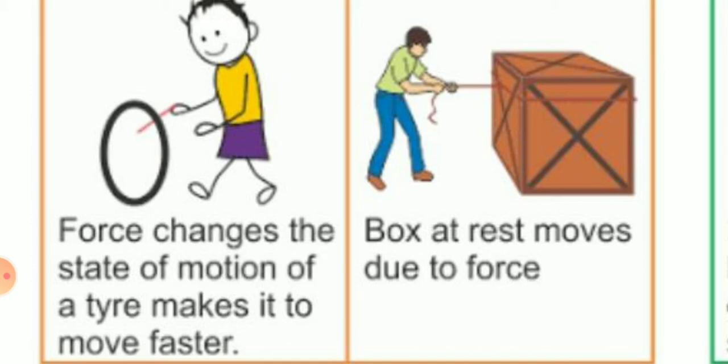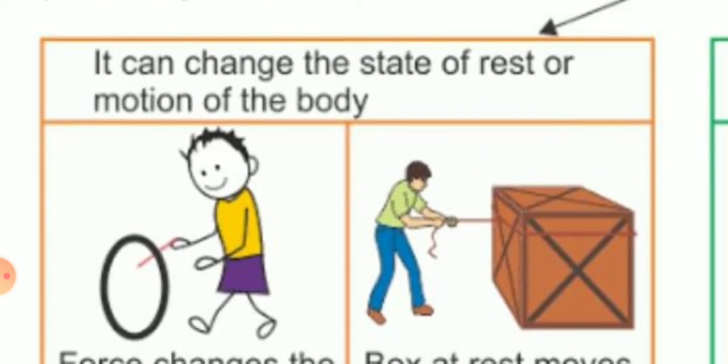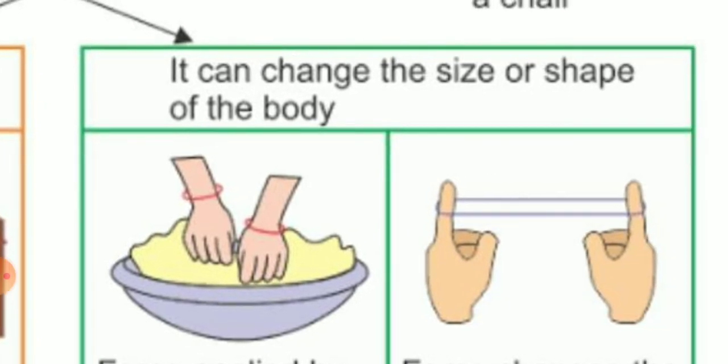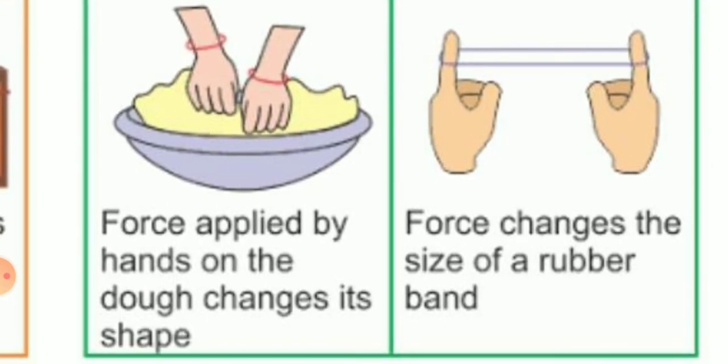And also if there is a box which is in the rest position, when you pull that, it will stop being at rest and it will start moving. So it can change the state of rest or motion of the body, and it can also change the shape and size of a body. Like when you knead dough at home, or your mother does, you have seen that when force is applied on the dough, its shape changes. So force helps to change the shape and it also changes the size of something.